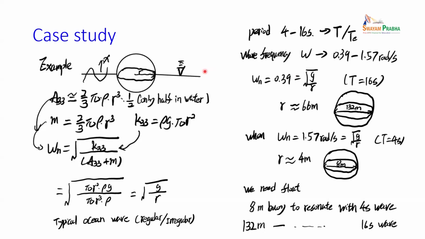Typically in the ocean, the wave period is 4 to 16 seconds, and it depends, right? Very, very close to the coast it is 4 seconds. On the United States East Coast, let us say typically 6 to 8 seconds, and the West Coast is higher, 8 to 10 seconds. So now, if you know this wave period, you can calculate the frequency omega, right?